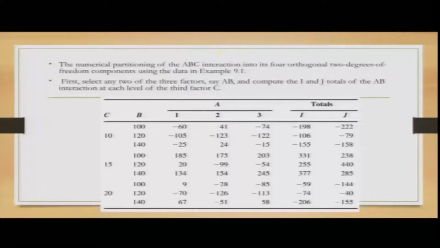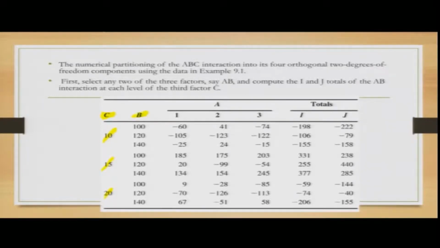So, compute I and J, that is the total of the AB interaction at each level of the third factor C. So, you plot the values of C along the leftmost column. These are basically 10, 15 and 20. These are the nozzle dimensions which we are talking about, and the values of A and B, which corresponded to the speed and the pressure.